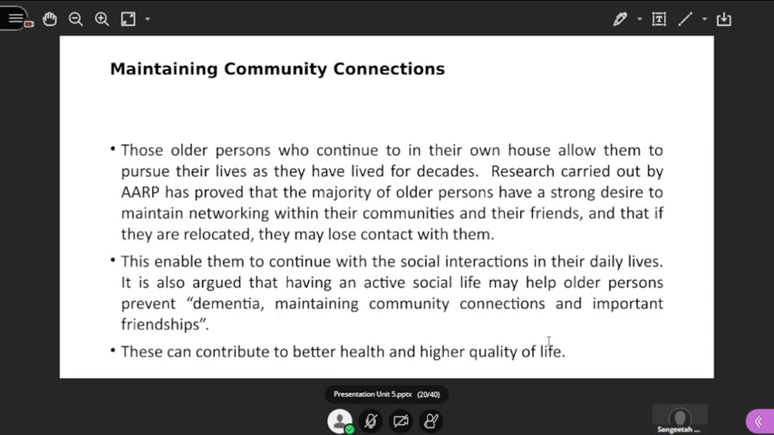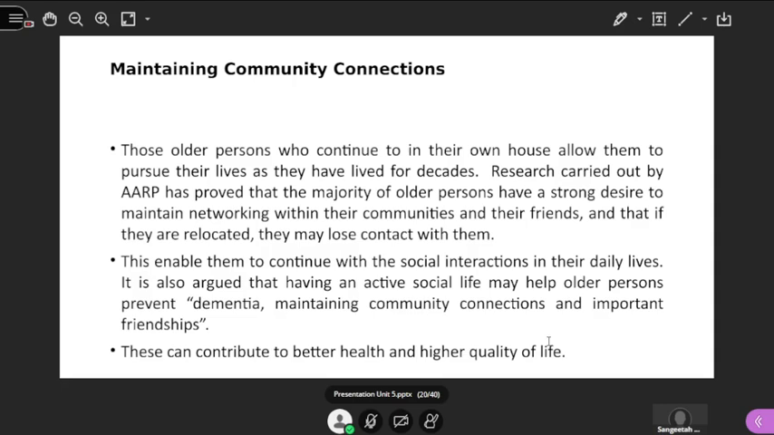Then we have maintaining community connection. We talk about how they want to maintain community connection. Like 95% of the people say that they want to live in the community. So those older persons who continue to live in their own house are allowed to pursue the lives they have lived for decades.